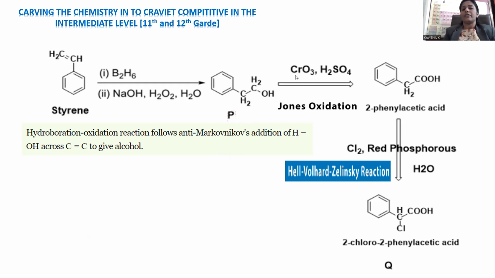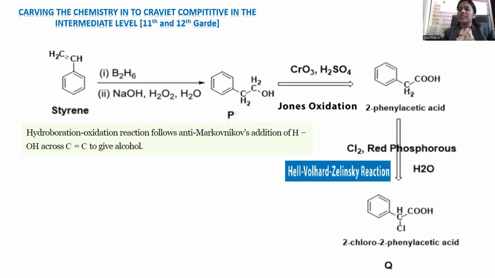This P is further treated with chromium trioxide and sulfuric acid. This combination is called Jones oxidation. Jones oxidation will convert CH2OH into COOH. That means oxidation, right? So this alcohol is converted into a carboxylic acid and it is named 2-phenyl acetic acid. This is simply an oxidation process under Jones reagent, chromium trioxide and sulfuric acid together known as Jones reagent.